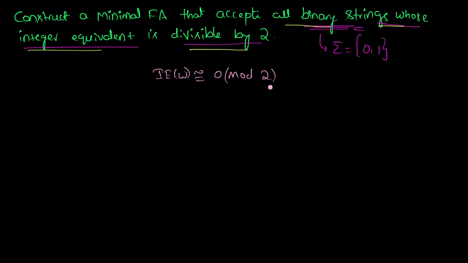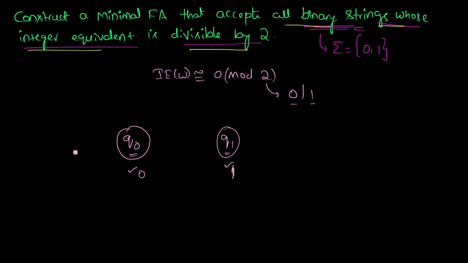So each number should be divisible by 2. What are all the possible remainders when we divide a number by 2? It is 0 or 1, right? So these are the two possible remainders, and there will be two states, Q0 and Q1. Q0 corresponds to all the strings which leave a remainder 0, and Q1 corresponds to all the strings which leave a remainder 1. We have classified all the strings into two classes: the binary strings whose integer equivalent is divisible by 2, and those which are not divisible by 2, right?